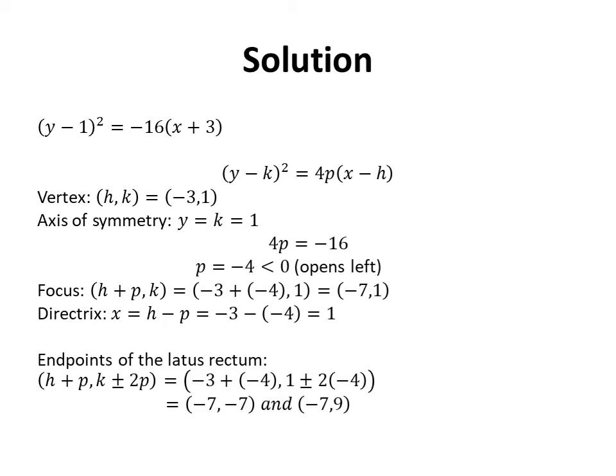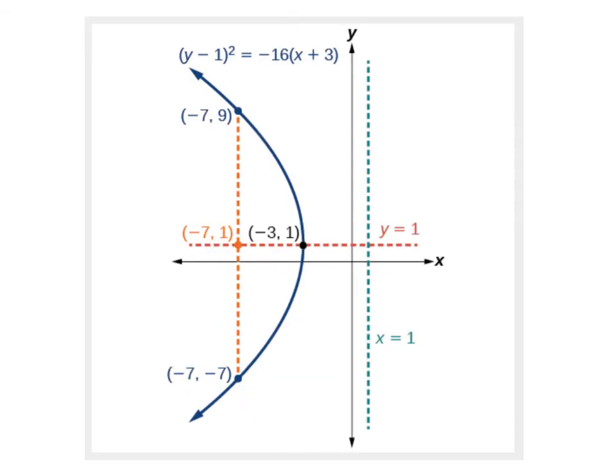The coordinates of the focus are (negative 7, 1). The equation of the directrix is x equals 1. And the endpoints of the latus rectum are (negative 7, negative 7) and (negative 7, 9). Next, plot the focus, directrix, and the latus rectum and draw a smooth curve to form the parabola.